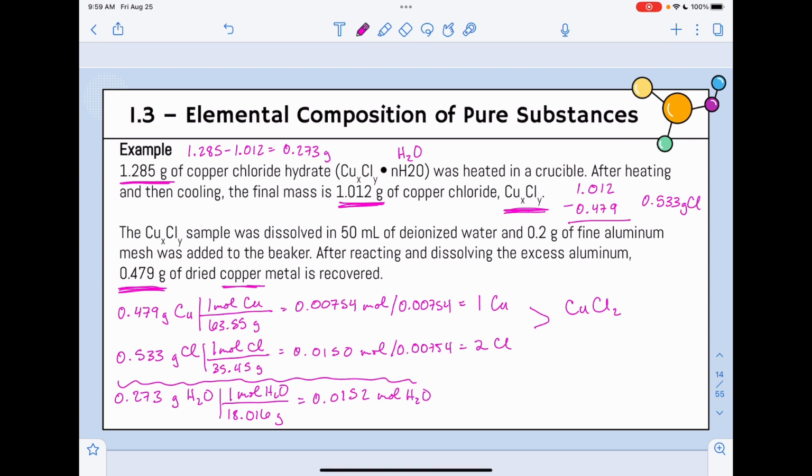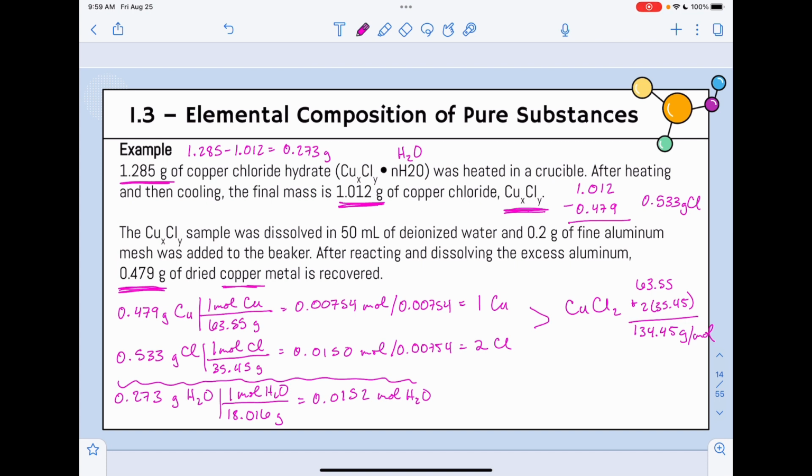Now, copper 2 chloride, CuCl2, has a molar mass of 63.55 plus 2 times 35.45. Figuring out the molar mass, 2 times 35.45 plus 63.55 gets me 134.45 grams per mole. That's my molar mass of copper 2 chloride.